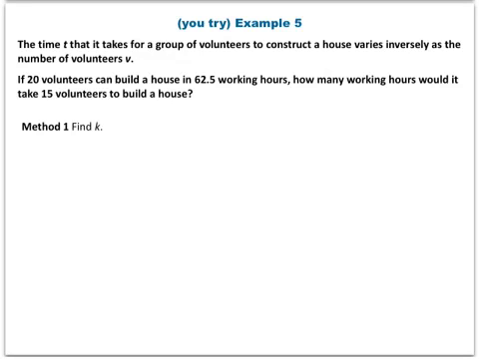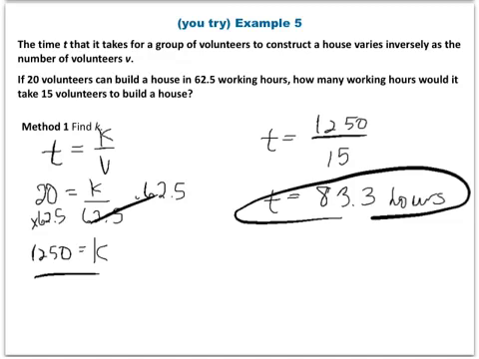Okay, you go ahead and try this one. Push pause and do the whole thing. It's an inverse variation, so set it up correctly. We're going to do it finding K first and then using the proportions. Okay, there we go. First time we tried it.